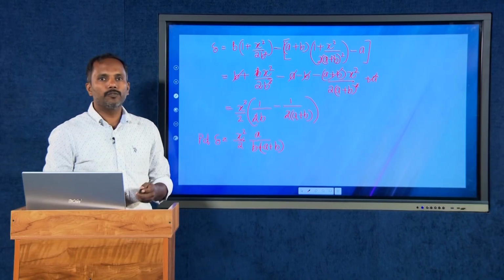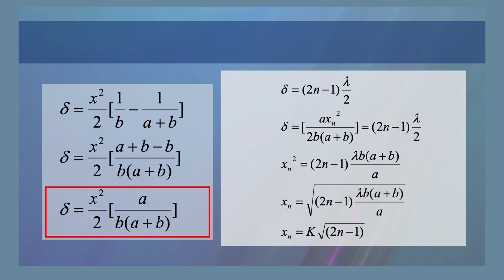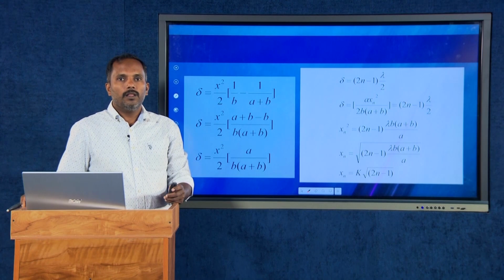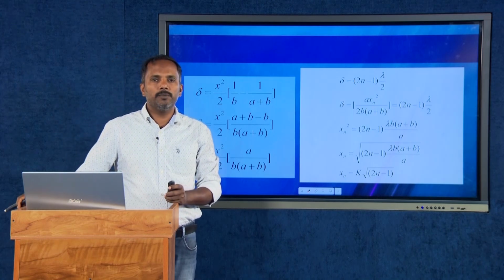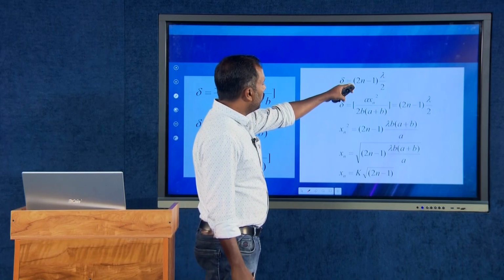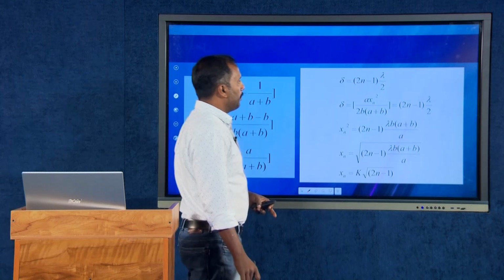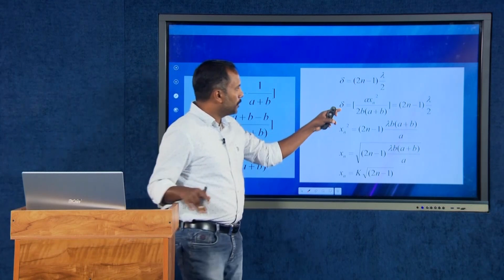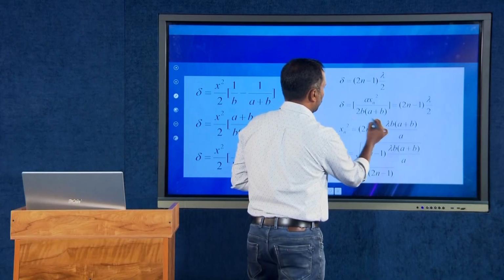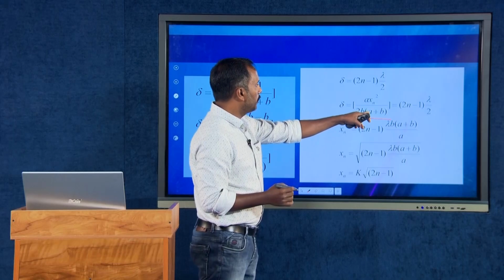Well, so this is the equation for the path difference we have here. Yeah, this is the path difference: x squared by 2 into a divided by b into (a plus b). The point P dash will be of maximum intensity if the path difference delta is equal to a half odd integral number of wavelength lambda. Now we can substitute the value of the path difference, a x squared divided by 2b into (a plus b).